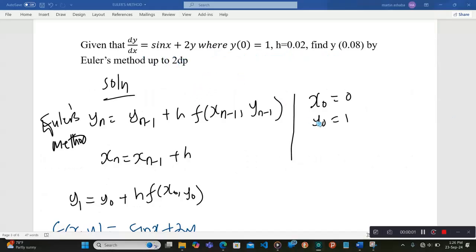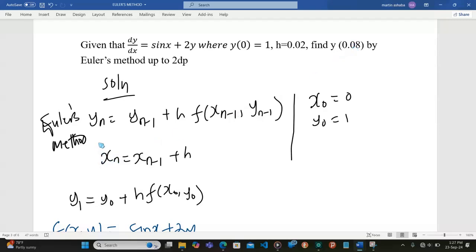Ladies and gentlemen, given that dy/dx is equal to sin x plus 2y, where y naught, or y of 0, is equal to 1, and step size h is equal to 0.02, find y of 0.08 by Euler's method. So now we are going to use Euler's method to find the solution of this ordinary differential equation, and it is from there that we are able to find that value, which is x is equal to 0.08. We want to find the value of y at that value of x.